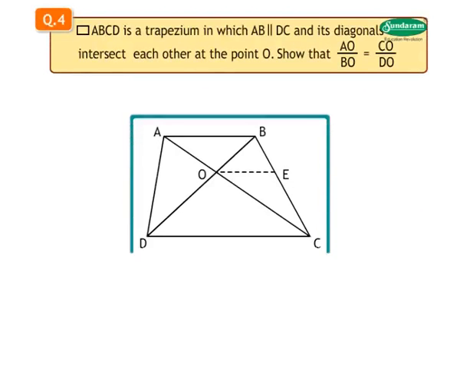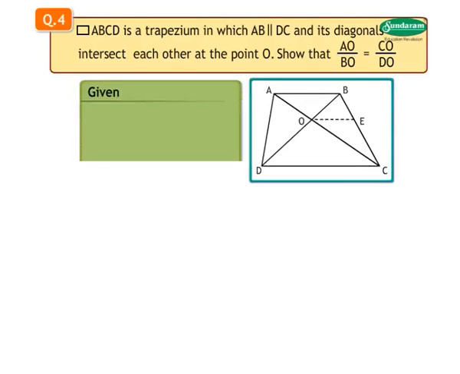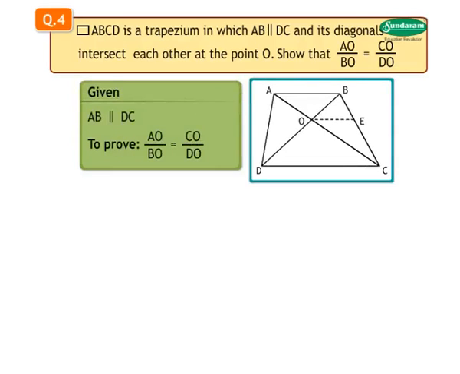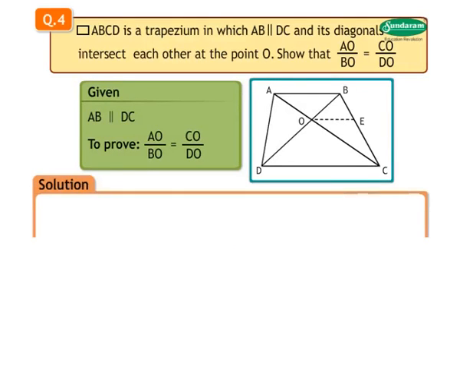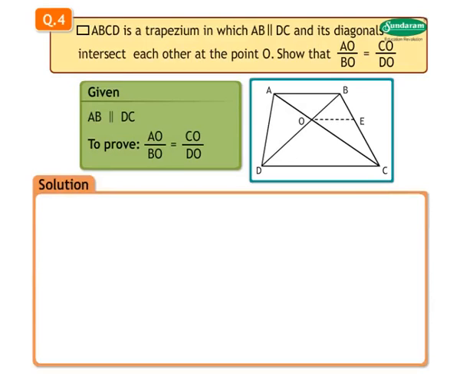Question 4. Quadrilateral ABCD is a trapezium in which AB is parallel to DC and its diagonals intersect each other at the point O. Show that AO upon BO is equal to CO upon DO. It is given that AB is parallel to DC. We have to prove that AO upon BO is equal to CO upon DO. Solution. Now, construct EO parallel to AB and DC meeting AD at E.